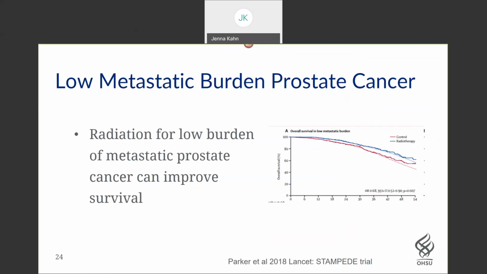There's also been some new data and newer treatment options for patients with low metastatic burden. And we have been offering more radiation to those patients who have cancer that has gone to the lymph nodes or other areas. And when they have a low burden of metastatic prostate cancer, it has been shown to improve their survival in phase 2 data.